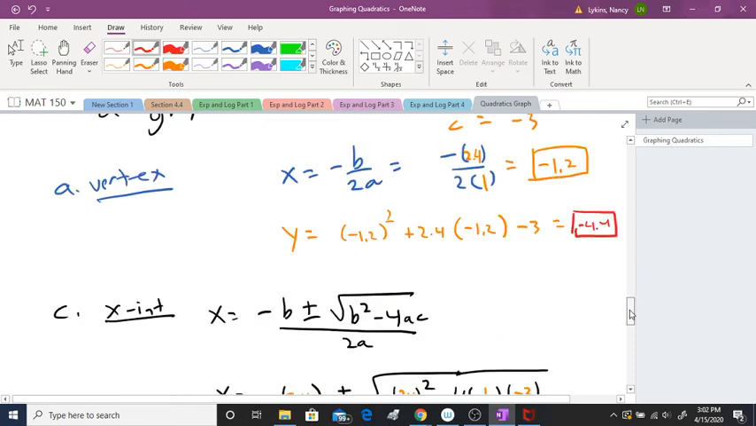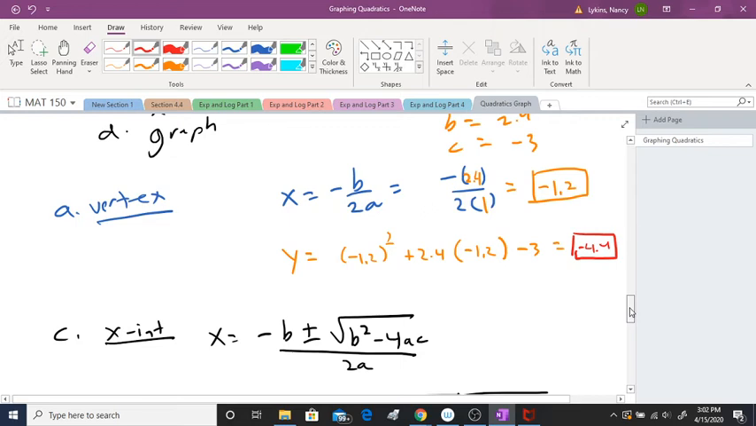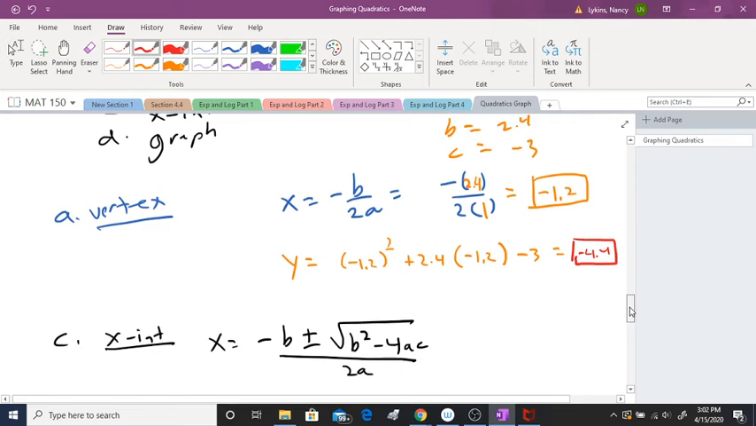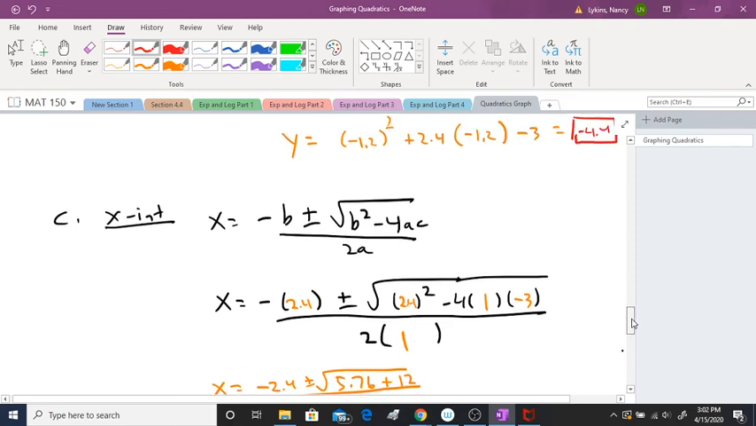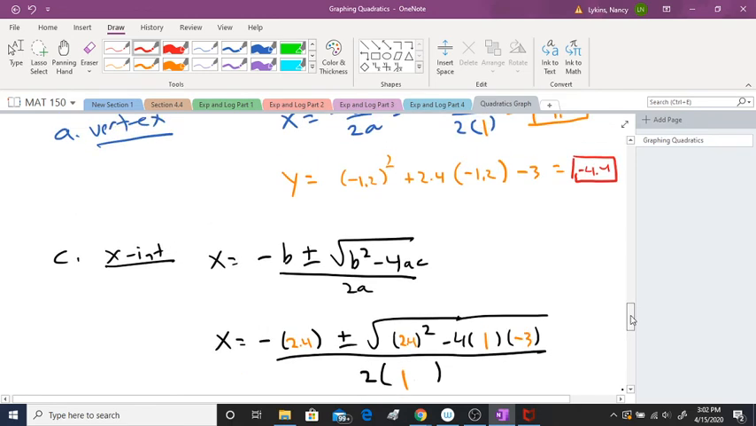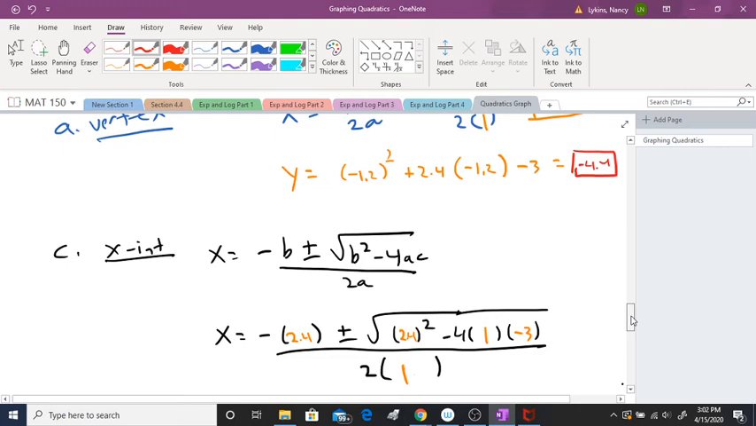Now for my x-intercepts, I'm using my quadratic formula: -b plus or minus the square root of b squared minus 4ac, over 2a. All I'm doing is plugging in the values I found for a, b, and c. That's why I always do this with parentheses. I look at whatever variable, put parentheses, and then substitute the value in for a, b, and c in my quadratic equation.